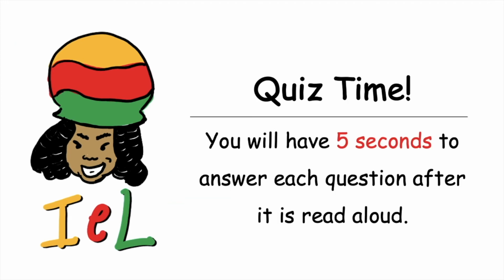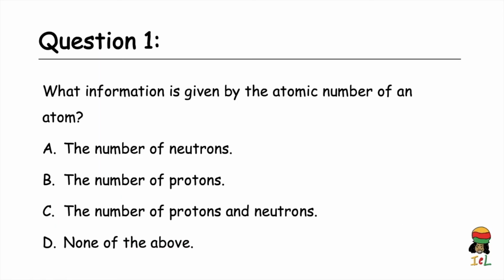It's quiz time and you have 5 seconds to answer each question after it is read aloud. Question 1. Which information is given by the atomic number of an atom? A, the number of neutrons, B, the number of protons, C, the number of protons and neutrons, D, none of the above. The answer is B. The atomic number gives the number of protons of an atom.